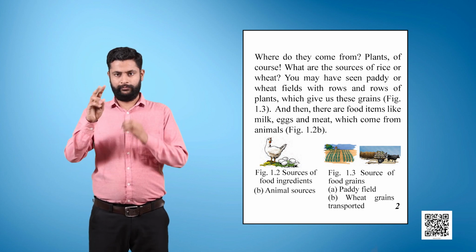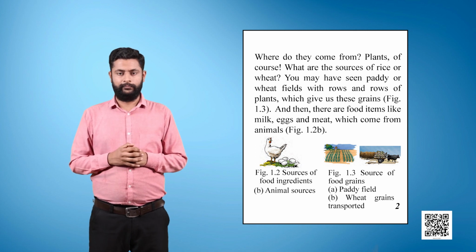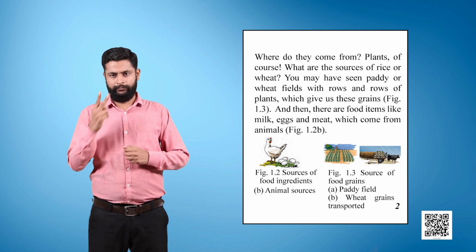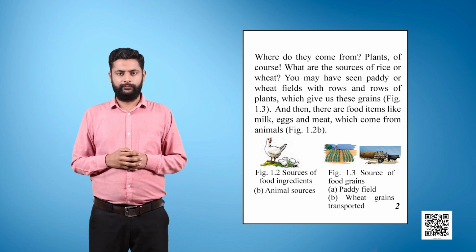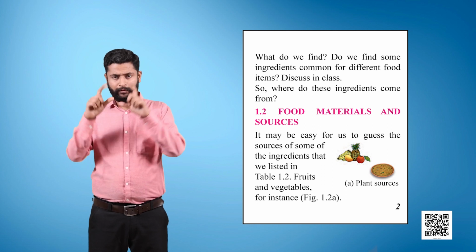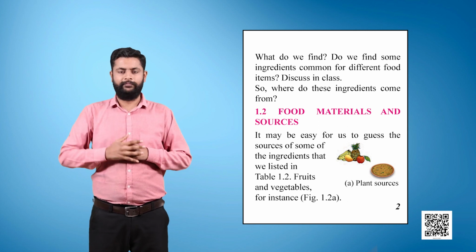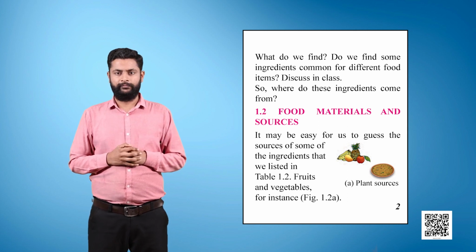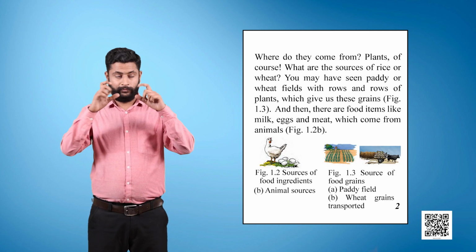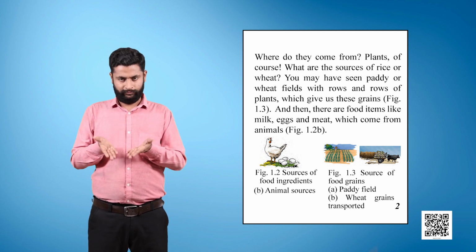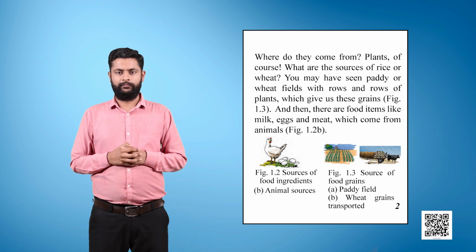Figure 1.2b. Figure 1.2 shows sources of food ingredients. Figure 1.2a Plant sources. Different fruits and cooked food is shown in this figure. Figure 1.2b Animal sources. Hen with eggs is shown in this figure.